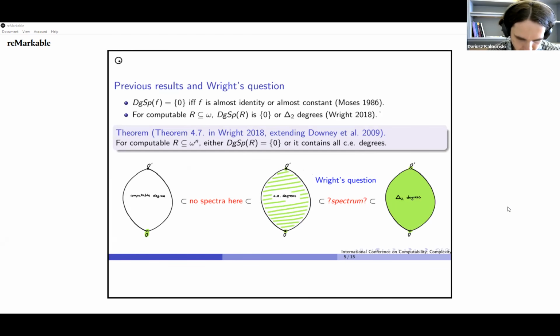So first of all, from the results by Moses from '86, where there is a syntactic characterization of computable n-ary relations which have trivial degree spectrum. From this, we can derive that a unary total computable function has trivial degree spectrum, consisting of only the computable degree, if and only if f is almost identity or almost constant.